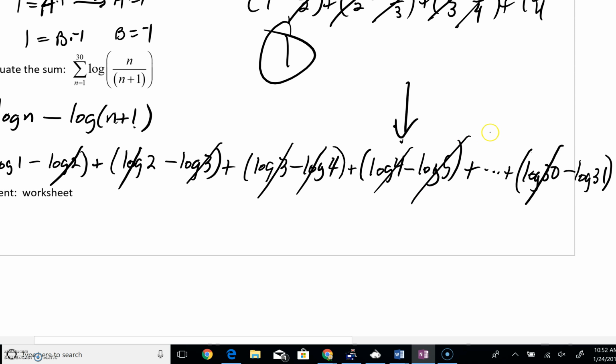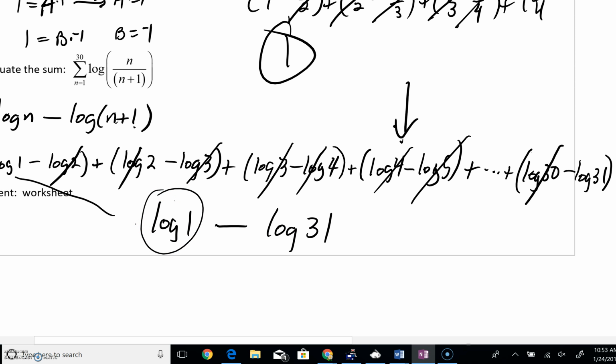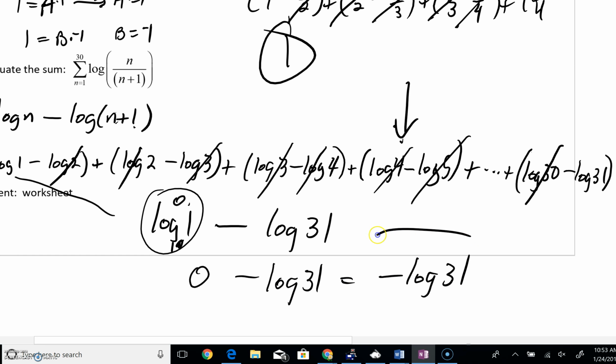So what's left? Everything's gone except the log of 1 minus the log of 31. By the way, what's the log of 1? By the way, you're saying 10 to what power is 1? 0, right? This is 0, right? So it's 0 minus the log of 31. That's just negative log of 31. Look at that. That's what you converge to. That's where you're going. Is it telescoping? Yes. Is it an infinite telescoping series? No.